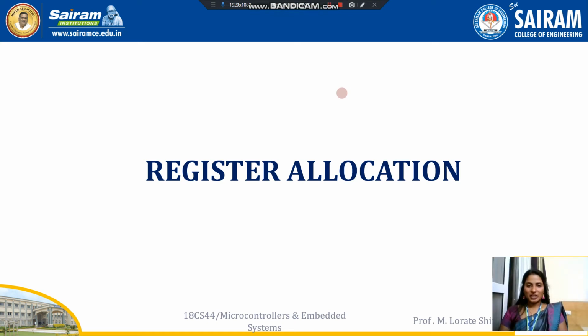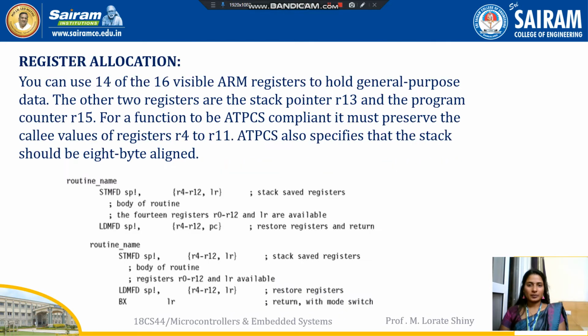Hello everyone, in this session we are going to see about register allocation in ARM. We know in ARM there are 16 general purpose registers. Out of these 16 registers, 14 registers are used in the program. But the remaining two registers are the stack pointer and the program counter. These have special purposes. We cannot use these two in the program.